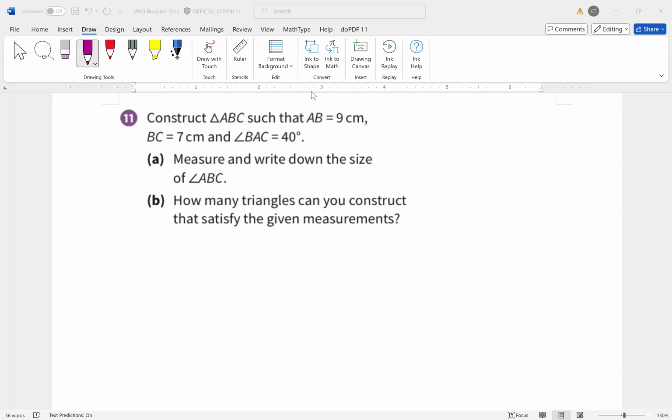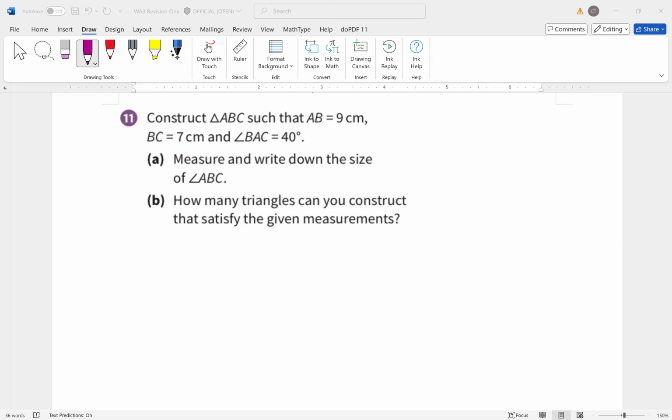Hi students, in this video I'll be going through questions 11 and 8 of the WA3 revision worksheet 1. These two questions are regarding the construction of polygons using geometrical construction tools. So let's take a look at question 11.